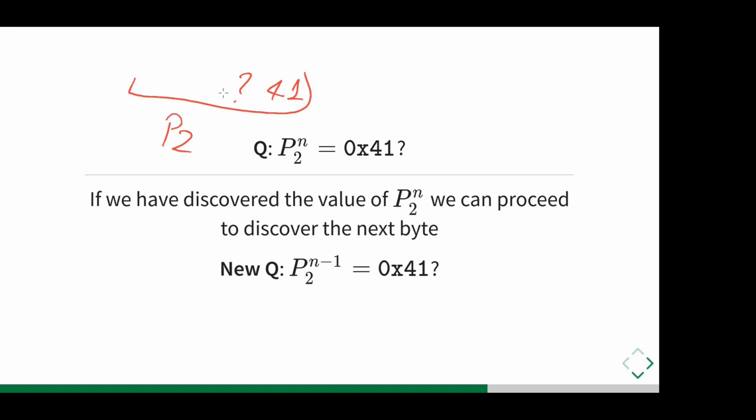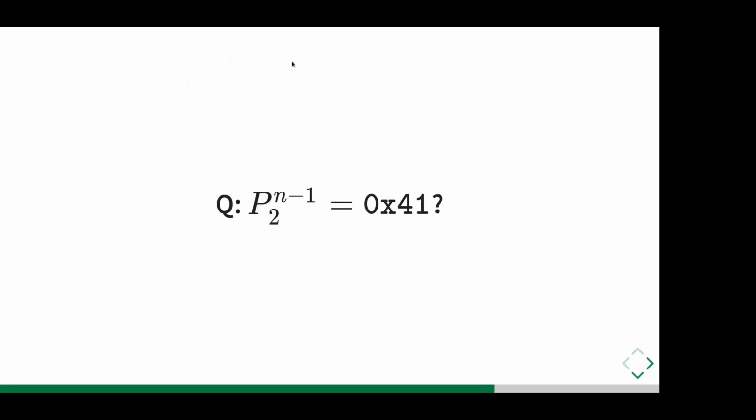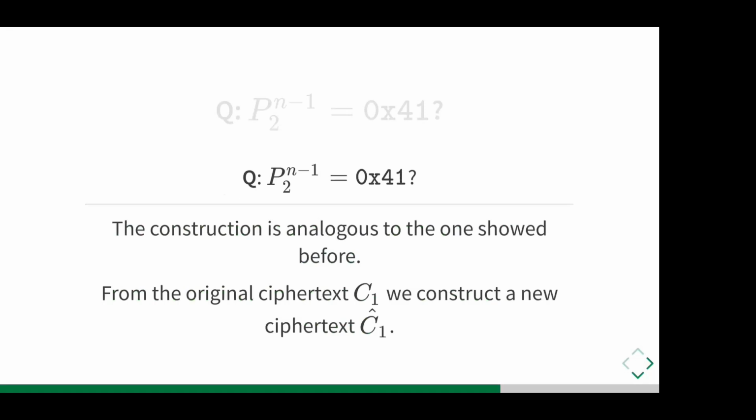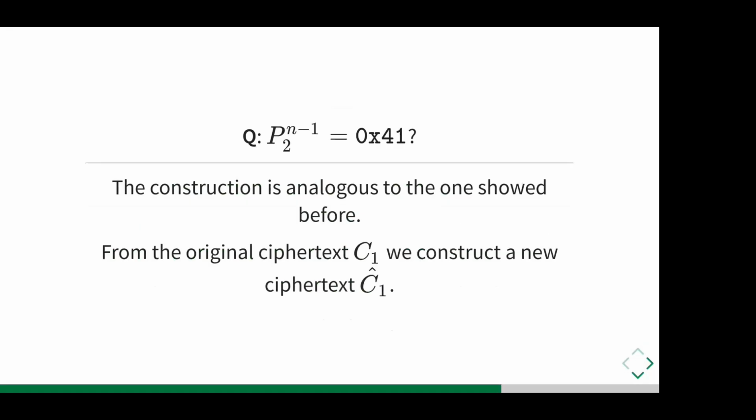Now, the cool thing is that since we have discovered this thing, we can break this other thing, and we control the suffix. So we always control the suffix of the blocks we're trying to break. So how do we answer this question? We start with 0x41, it could be 00, 01, 02, any guess. Analogously, we construct a new ciphertext. The most important thing is to understand how to construct a payload.